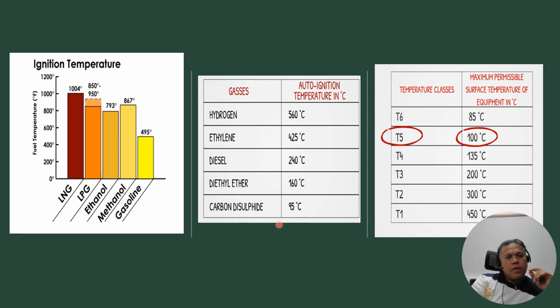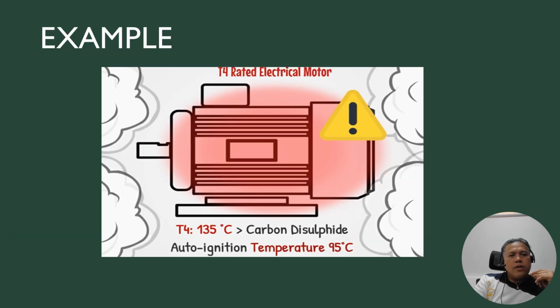You can see that in the other videos also. Okay, so this is the example, guys. Let's use an example. This is to clarify, guys, that the electrical motor is rated T4. If you see the previous slide, T4 means the installation of the hazardous location of this motor is a location. T4 is equivalent to 135 degrees centigrade.